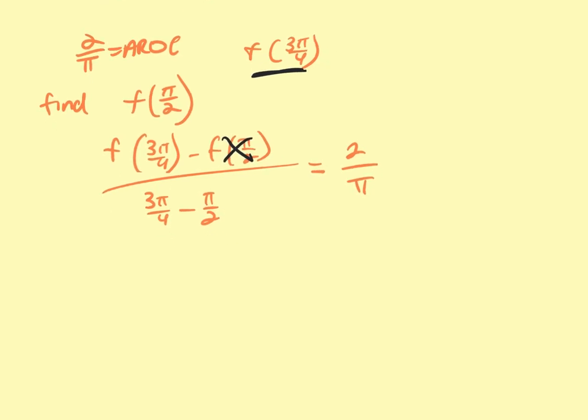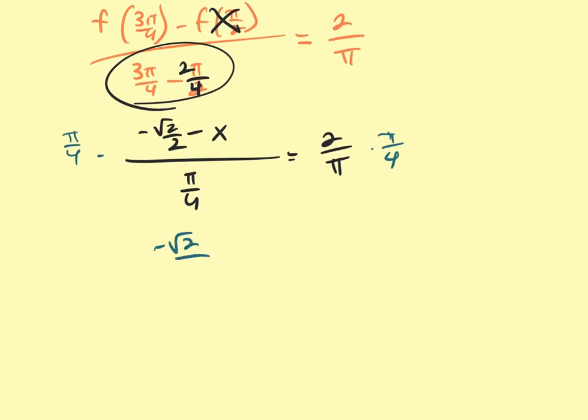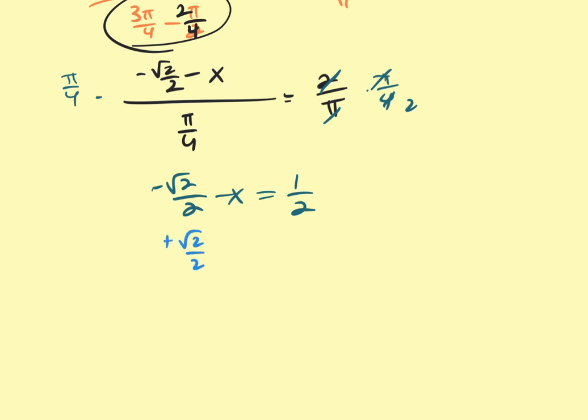So let's just say we use the original unit circle, and 3 pi over 4 is negative root 2 over 2. It's not going to be that easy, but let's just say it's that. Over, this becomes 4, this becomes 2 pi over 4, and this is pi over 4, equals 2 over pi. And then I would multiply by pi over 4. I get negative root 2 over 2 minus x equals 1/2. I would add the root 2 over 2. Negative x would equal 1 plus root 2 over 2. And then change your sign.